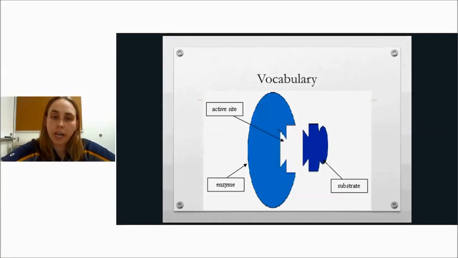This is a picture of an enzyme. The one that is lighter blue is the enzyme, and the active site is the area where the enzyme can fit in the substrate. The substrate, or the specific substance that the enzyme is going to work with, is what attaches and binds to the active site and then can change.